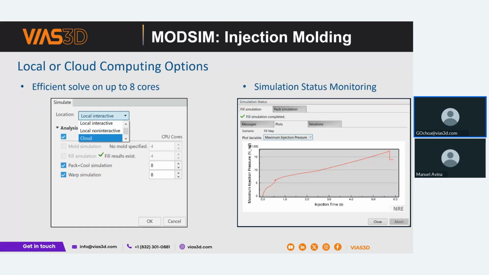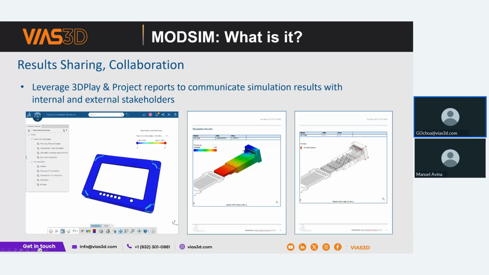For the injection molding simulation, users could also use the cloud for solving. They don't have to use their own machines to solve the simulation. Right now, with no extra cost, users can perform simulations on the cloud using up to 8 CPUs. And while the simulation is running on the cloud, users can also monitor some relevant outputs, such as the maximum injection pressure here.